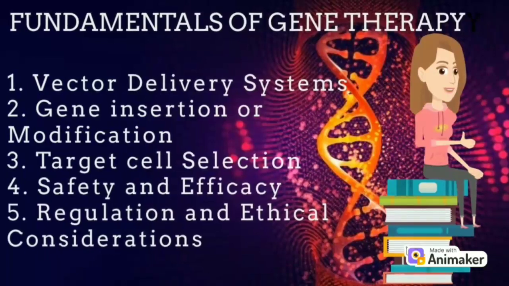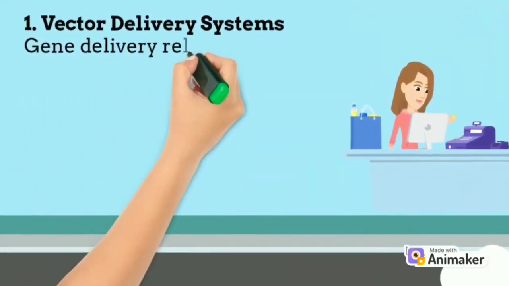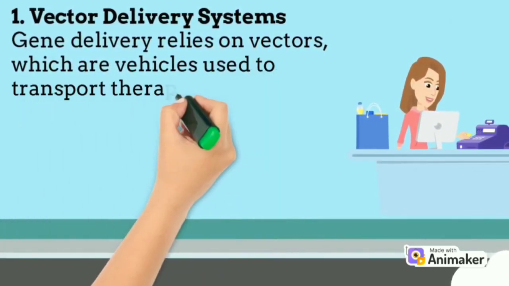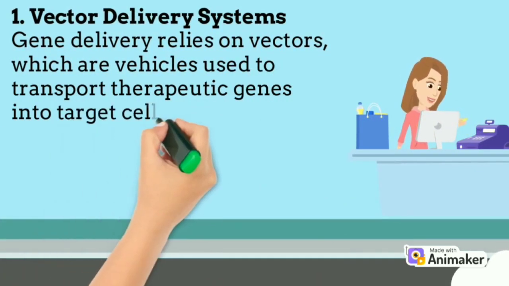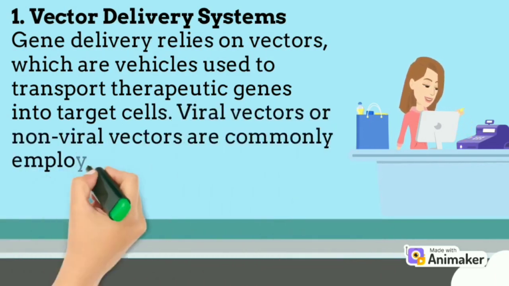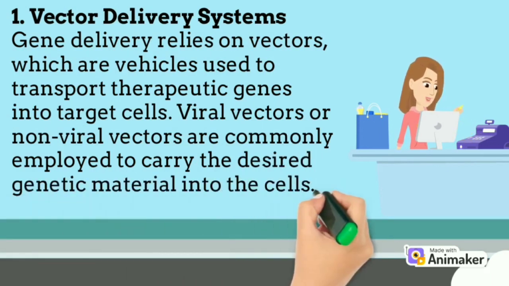Fundamentals of gene therapy. 1. Vector delivery systems. Gene delivery relies on vectors, which are vehicles used to transport therapeutic genes into target cells. Viral vectors or non-viral vectors are commonly employed to carry the desired genetic material into the cells.